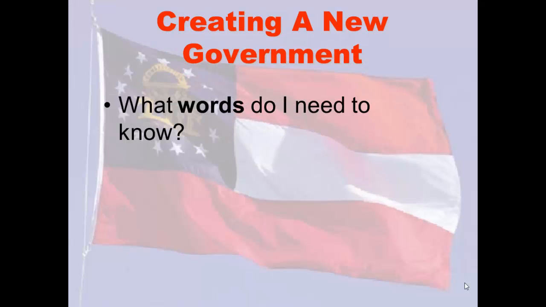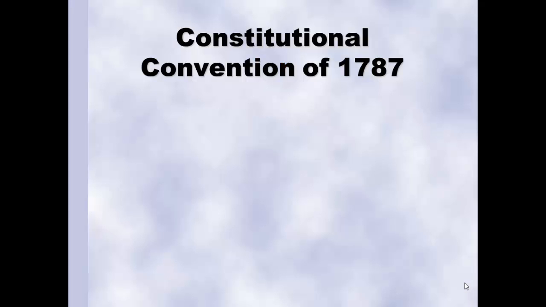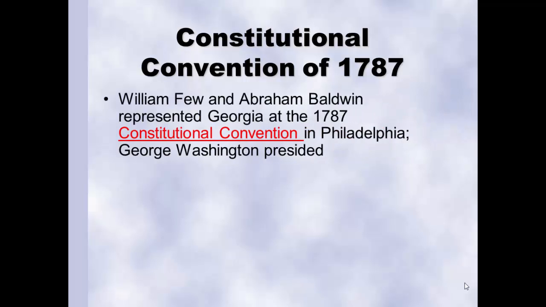Next, we will have your words to know, or your vocabulary words for this section: U.S. Constitution, Bill of Rights, and General Assembly. Constitutional Convention of 1787.